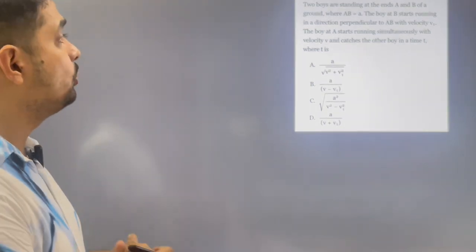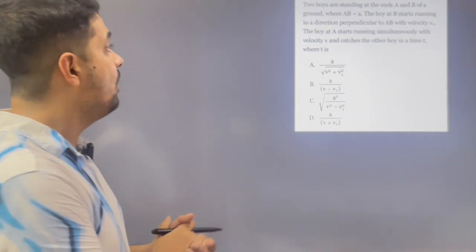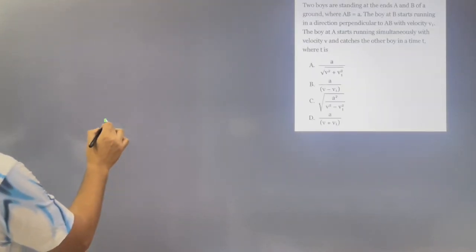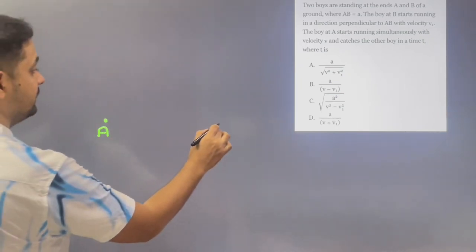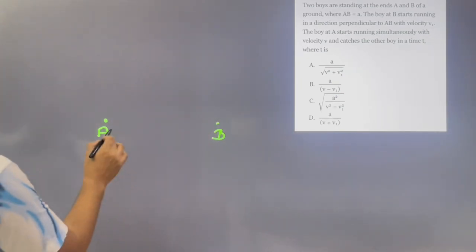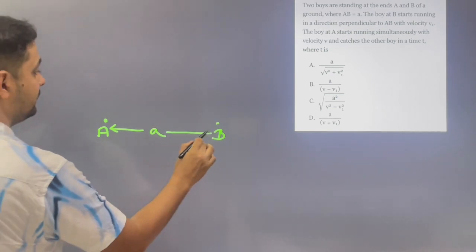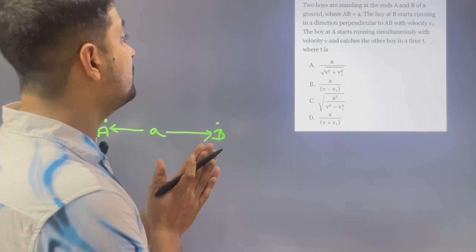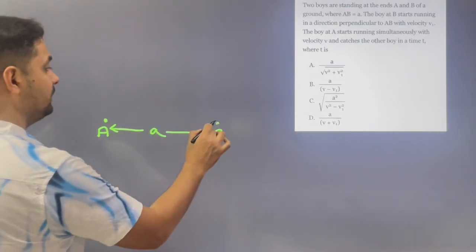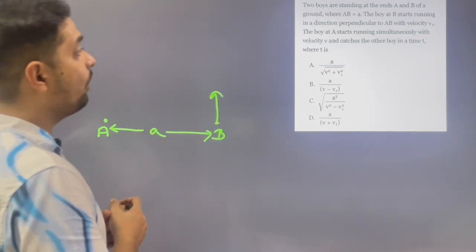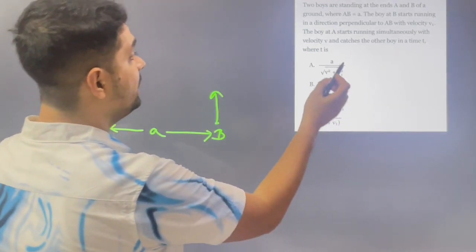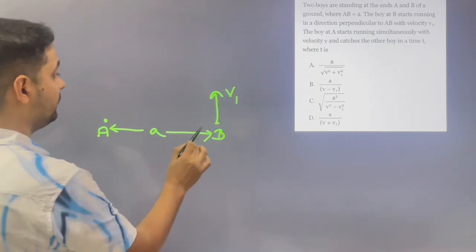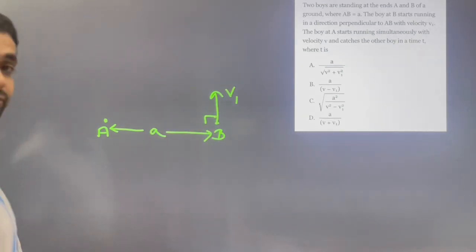So here it is given that two boys are standing at the ends A and B of a ground where AB is given as A. So I just draw it here, A and here B. Here two boys are standing and the distance between them is A. Correct? Now the boy at B starts running in a direction perpendicular to AB. With what speed? V1 speed. So the boy at B is moving with speed V1 perpendicular to AB. Clear?